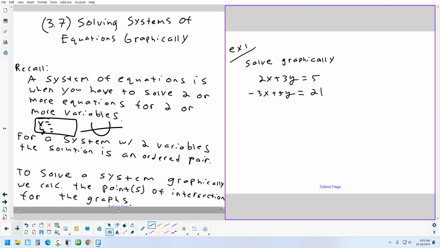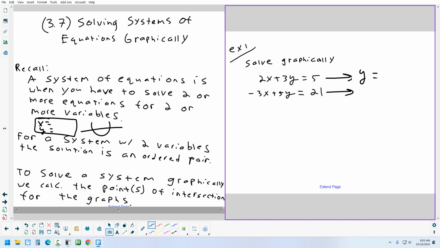Okay, so it says solve graphically. Other methods would be substitution and elimination. We're not focusing on those right now. But if I want to solve that graphically, what's the first thing I have to do to each one of those equations, at least on my kind of calculators? Yeah, make it y equals mx plus b. You've got to get y by itself.